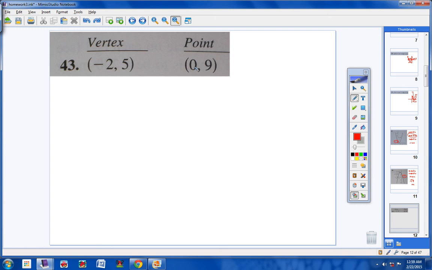So we have the vertex, and we have a point that the graph passes through. So take the vertex, and we're going to plug that in, or substitute that in. So here we go, x plus 2, quantity squared, because there's a negative 2 here, and then plus 5. Now, we've got to see what a is, so we're going to take this ordered pair here, x and y, and substitute these in. So for y I have a 9, and for x I have a 0.